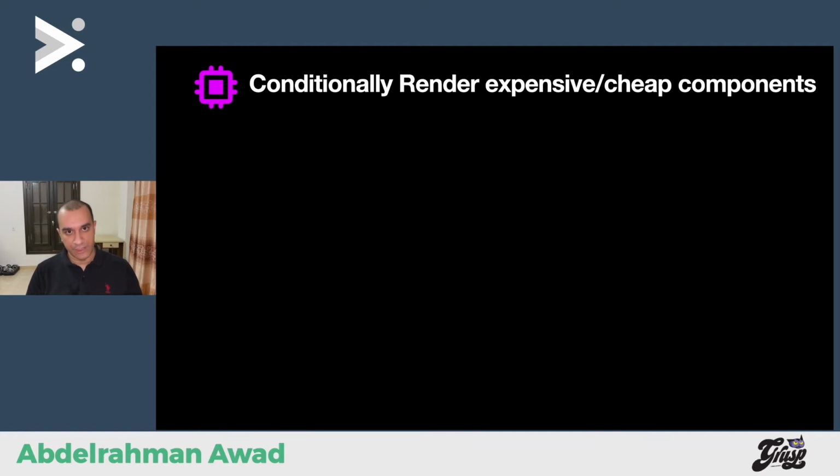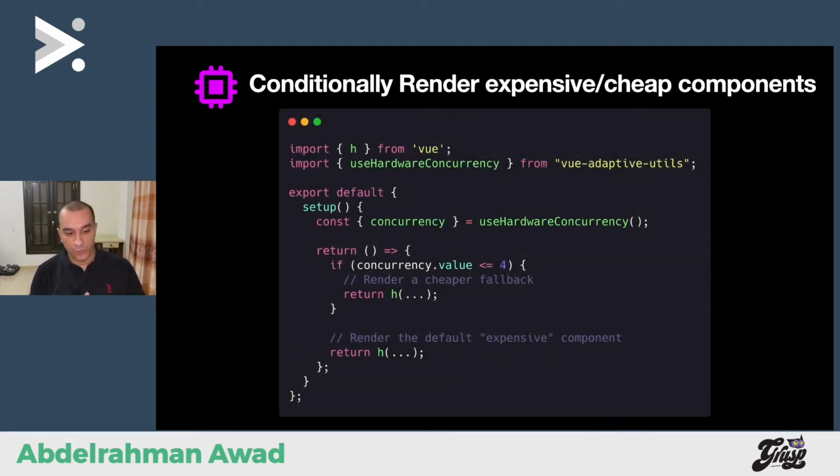So what else can we do with the concurrency value? By extension from the previous snippet, we can conditionally render expensive or cheaper components depending on the user's CPU concurrency level. For example, in this example, if they have a core count less than or equal to 4, we will render a cheap fallback. Otherwise, we will give them the default, full, expensive component experience. We will render a totally different component that's more expensive CPU-wise. Maybe it has more animations, maybe it has more JavaScript background processors running, so it does more, in other words.